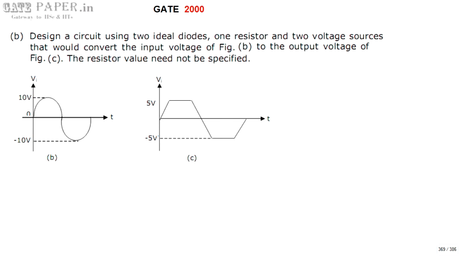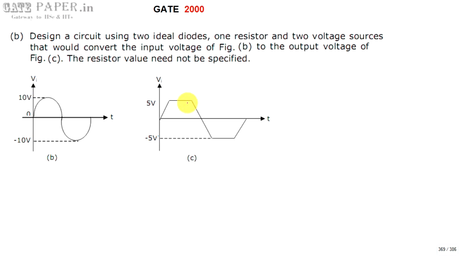Hello, we are discussing the GATE 2000 ECE paper, and this question is related to analog circuits. Look at the diagram. We are going to design a circuit by using two ideal diodes, a resistor and two voltage sources that should convert the input voltage given in figure B to the output voltage shown in figure C. So this input waveform, which is shown in figure B, should convert into figure C as the output waveform that you are going to design.